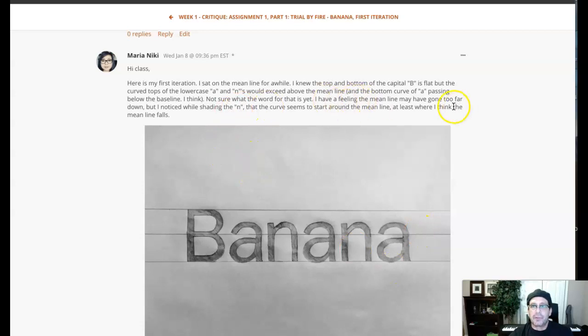Okay, again, that's overshoot. I have a feeling the mean line may have gone too far. Yes, the mean line is not placed correctly. I'll talk about that in a second. And notice that while shading the end, the curve seems to start around the mean line, at least where I think the mean line falls. Okay, mean line is this.